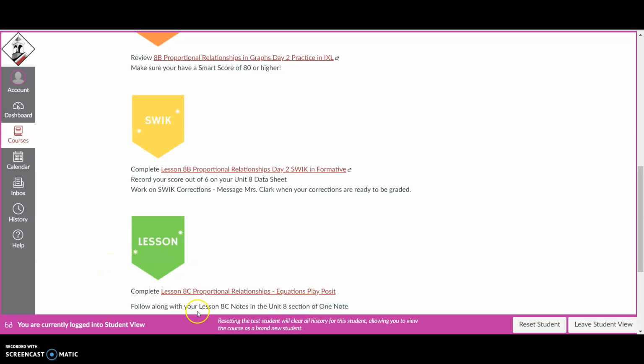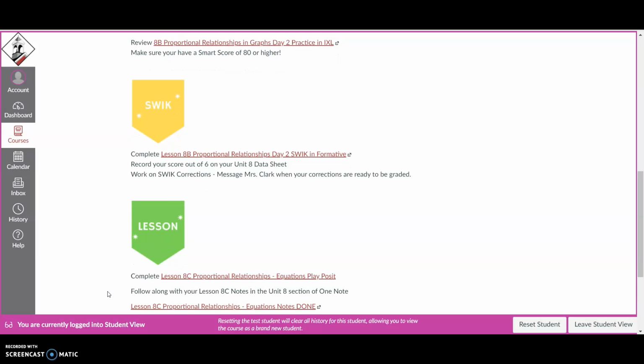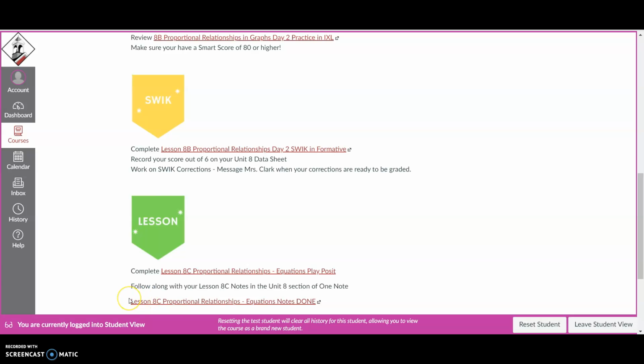So please make sure you open up your Lesson 8C notes that are in the Unit 8 section of your OneNote. They are in there right now, so go to your OneNote, get it in the app, and split screen your computer so your Playposit is on half the screen and your notes are on the other half. That way you can follow along as I take the notes. Please make sure you're following along, because you'll reference back to those notes as you do your study guide or as you do the next bell work next time I see you. And if you need the completed notes, those are there.